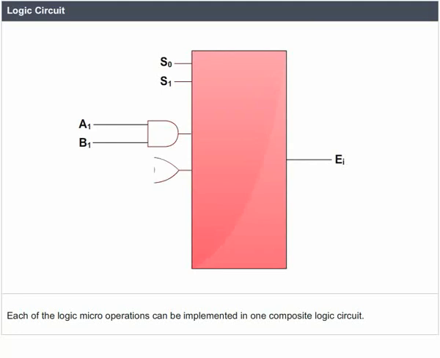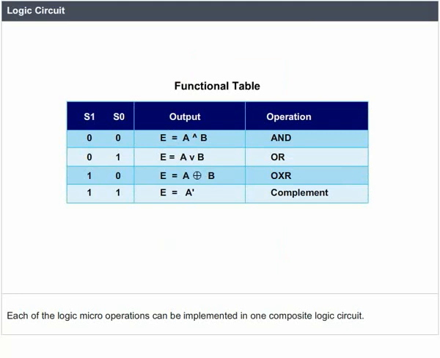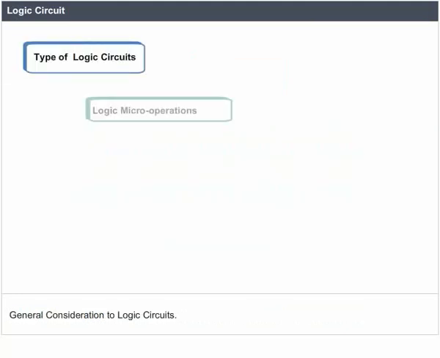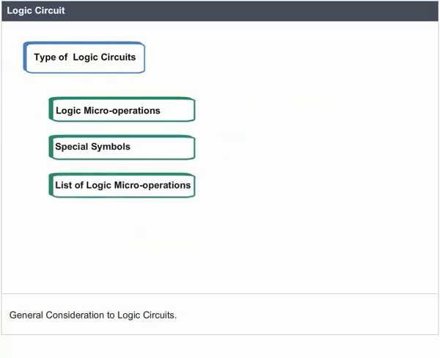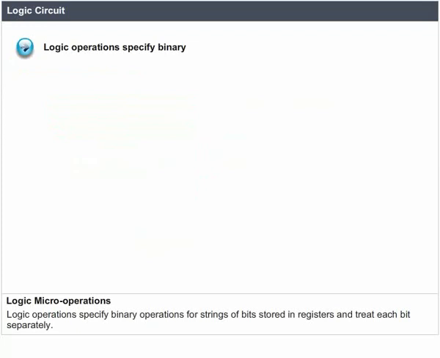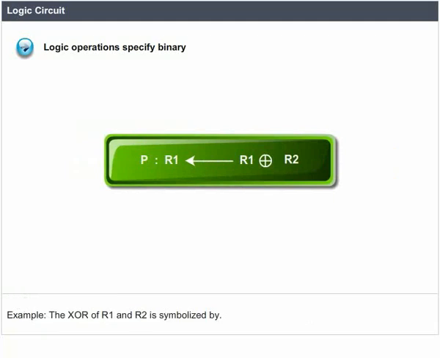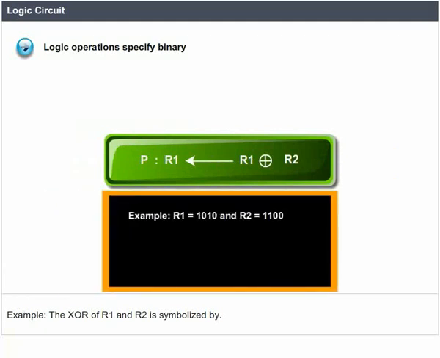Logic circuit. Each of the logic micro-operations can be implemented in one composite logic circuit. General consideration to logic circuits. Logic micro-operations. Special symbols. List of logic micro-operations. Logic operations specify binary operations for strings of bits stored in registers and treat each bit separately. For example, the XOR of R1 and R2 is symbolized, with R1 equals 1010 and R2 equals 1100.